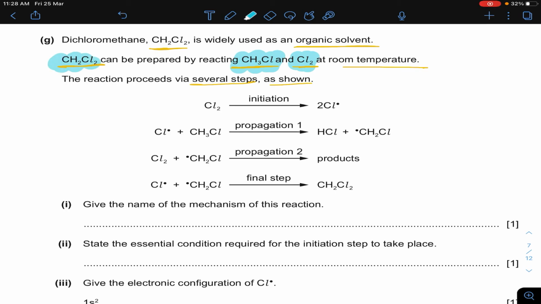One of the hydrogens is replaced. We have 3 hydrogens, and in the product we have only 2 hydrogens. So one of the hydrogen atoms is replaced by a Cl atom. So the reaction proceeds by several steps as shown. They have given us the mechanism of the free radical substitution: initiation, propagation, and then this final step where 2 free radicals are colliding. So obviously it is termination.